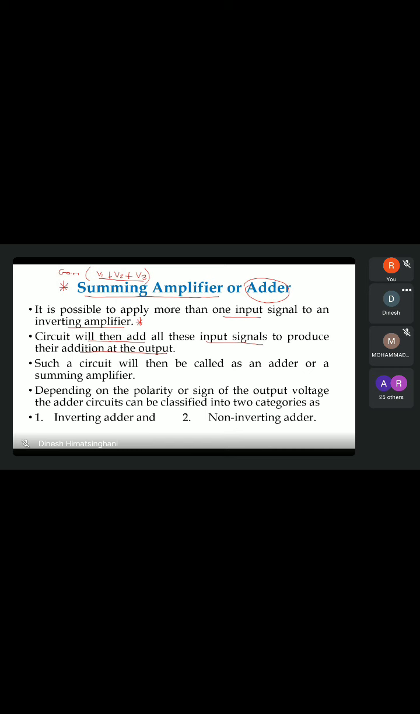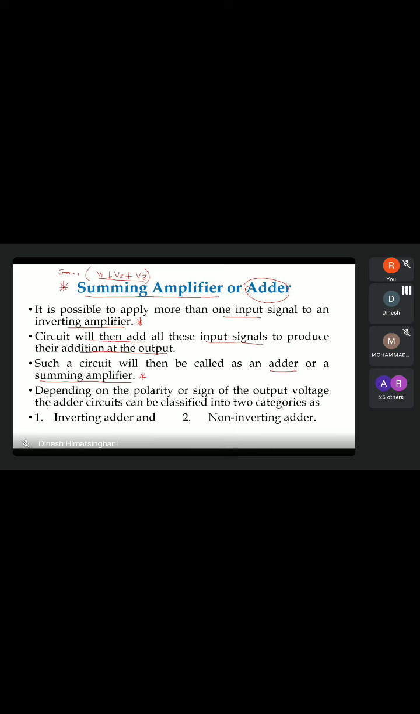If you have, for example, three signals, V1, V2, V3, and you design the circuit so that it works like a summing amplifier or an adder, it basically takes all these three inputs and adds them at the output. This circuit is called an adder, or it is called a summing amplifier.